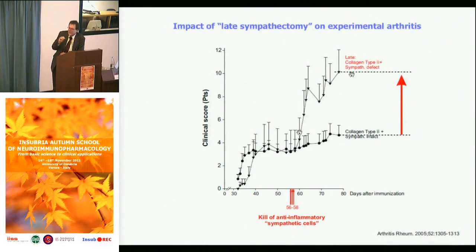We still do not have the absolute proof, but we are shortly before having the absolute proof by using the tyrosine hydroxylase positive cells and giving those cells to animals with active arthritis. And if those animals who receive the tyrosine hydroxylase positive cells have a lower expression of the arthritis, we clearly know that these cells are anti-inflammatory, and we are shortly before showing this. Not so easy.